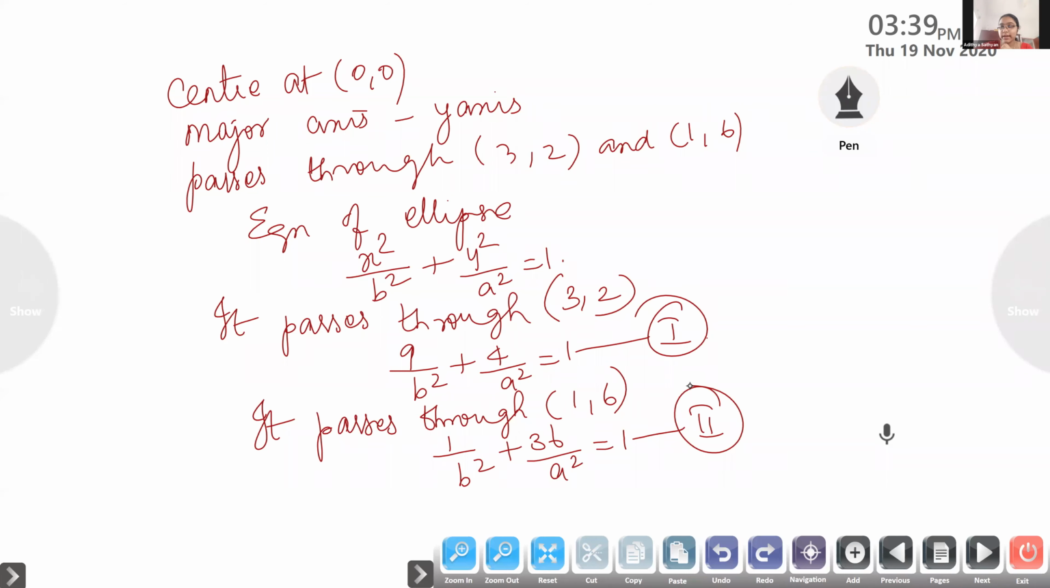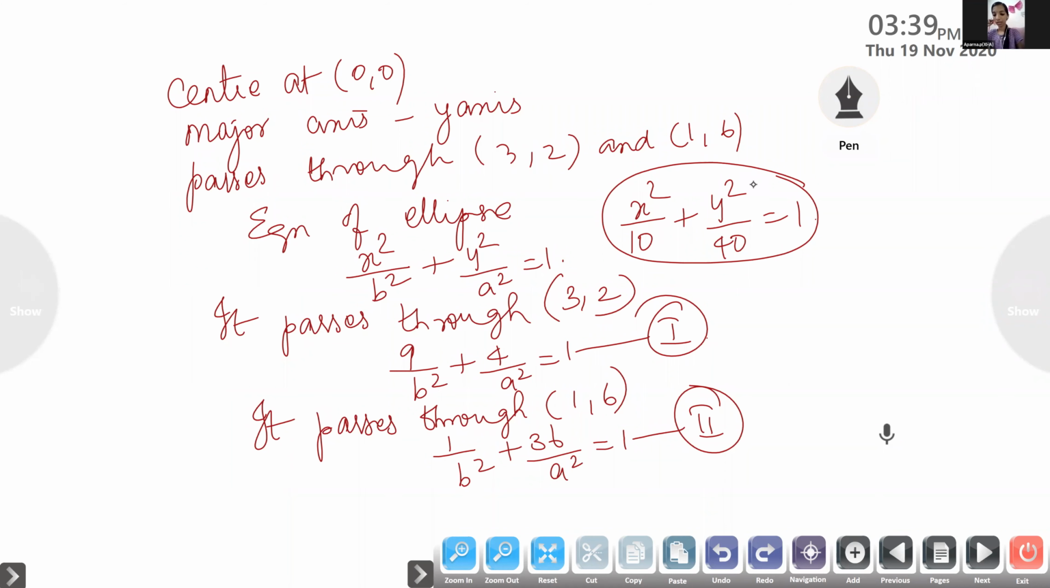Ma'am, x square by 100 plus y square by 40 equal to 1. Is it correct? What about the others? Yes, ma'am. Okay, it is correct. I think Aparna, you gave the answer, isn't it? Is it Aparna? No, ma'am. Then who gave the answer? Is it Aishwarya? No, ma'am, Aditya. Aditya. Very good. X square by 100 plus y square by 40 is equal to 1. Okay, that is your answer.